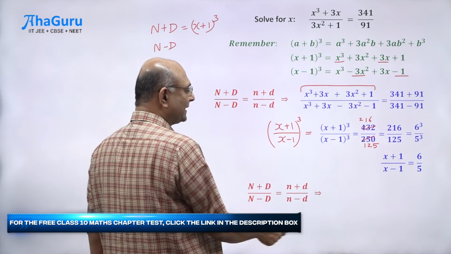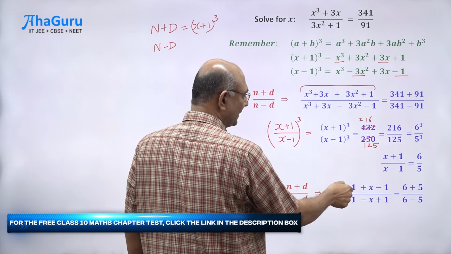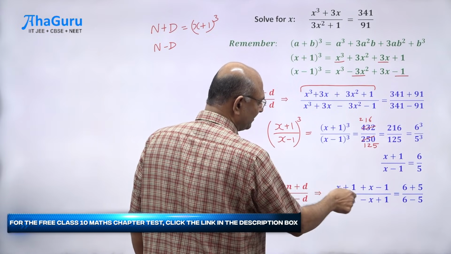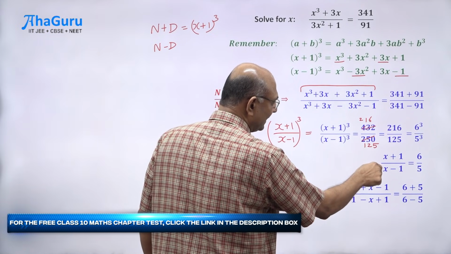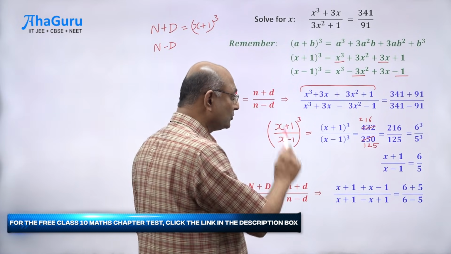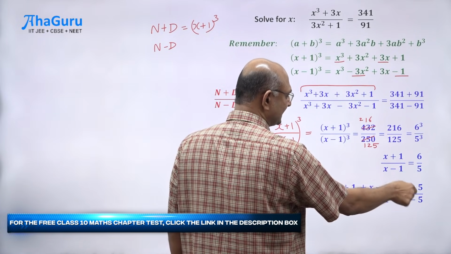So let us apply the same thing again. What am I going to get? x plus 1 plus x minus 1, right? Numerator plus denominator by numerator minus denominator. x plus 1 minus of this. Minus of x minus 1 is minus x plus 1. And you should do the same on the right side. So 6 plus 5 by 6 minus 5.